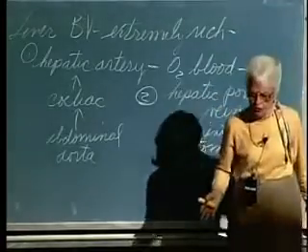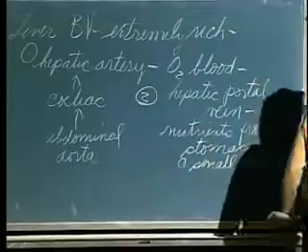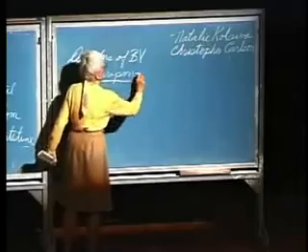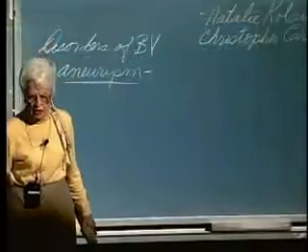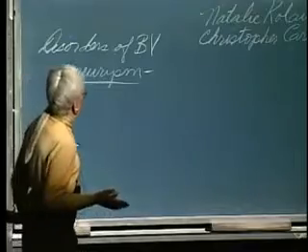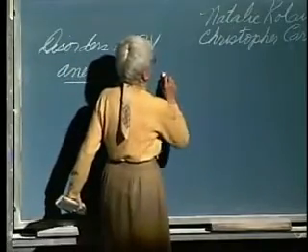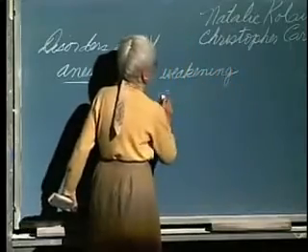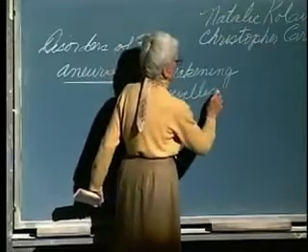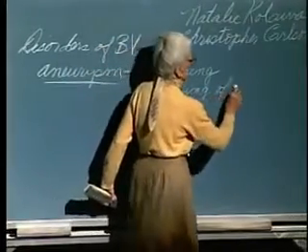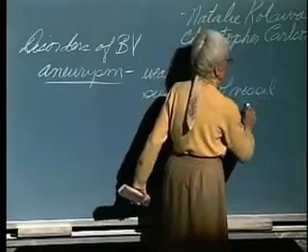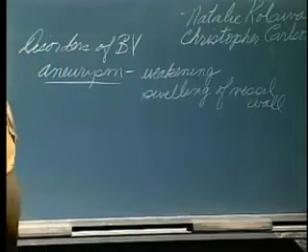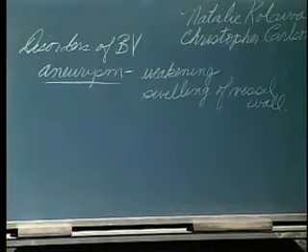We've talked about aneurysms. Let's just look at one for a moment. So an aneurysm is a weakening and a swelling of a vessel wall. So we're just going to take an aneurysm of the aortic arch.